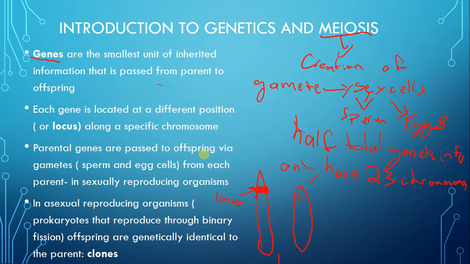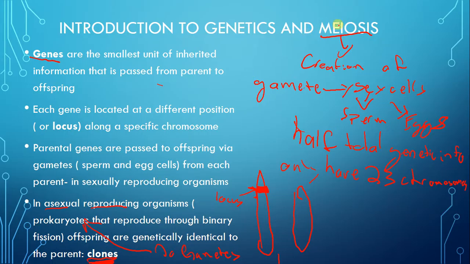Parental genes are passed to offspring via these gametes, these sperm and egg cells, in sexual reproducing organisms. In asexually reproducing organisms, prokaryotes that reproduce through binary fission, offspring are genetically identical because they don't create gametes. So each offspring is genetically identical to the parent. Each prokaryote's offspring is a clone of the parent.